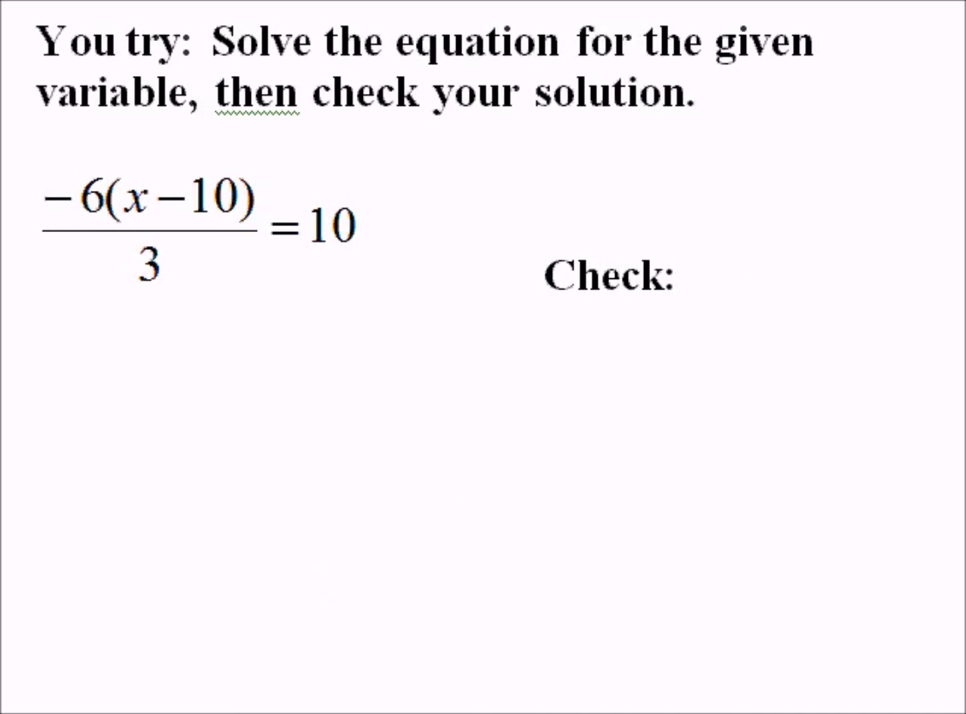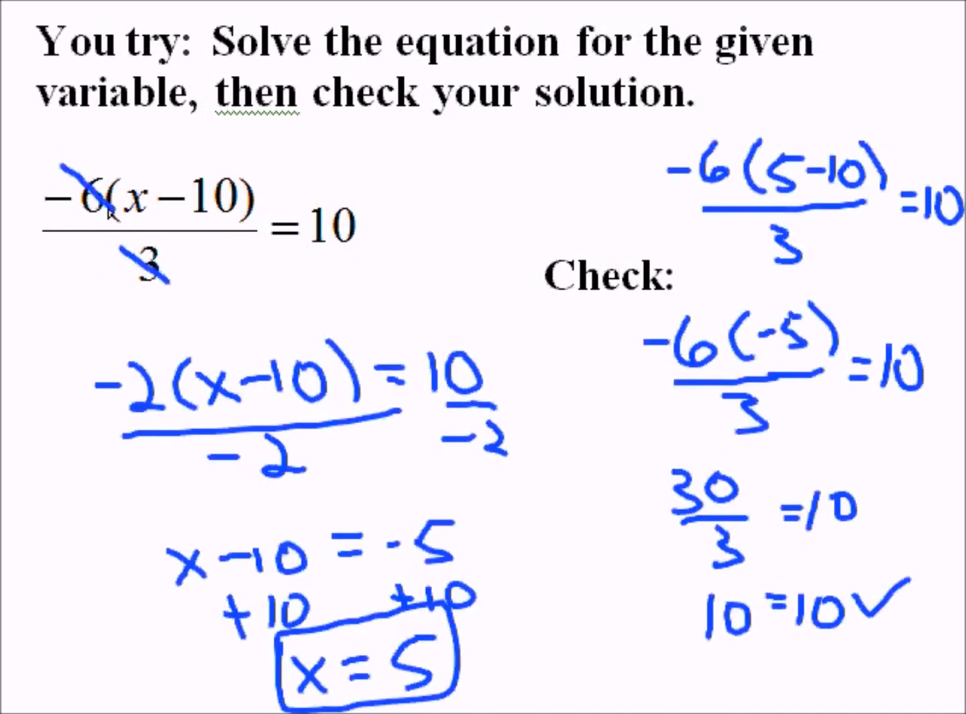And here we go. First I reduced it, negative 6 over 3, give me negative 2. Then I divided both sides by negative 2 since it was negative 2 times the parentheses. And when we're going inside PEMDAS order, parentheses comes last. Getting rid of the negative 2, got rid of the parentheses, so I could add 10 to both sides, giving me 5 as my solution. Substituting 5 back in, the solution did check out.